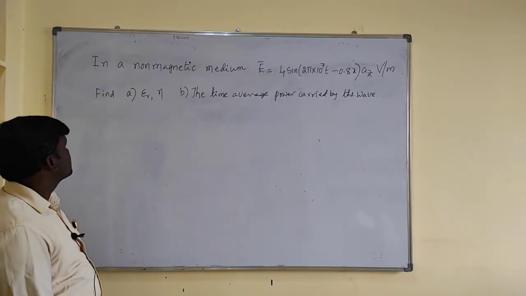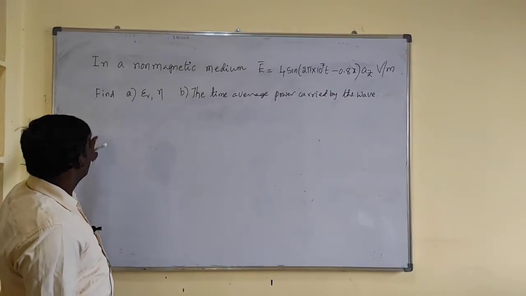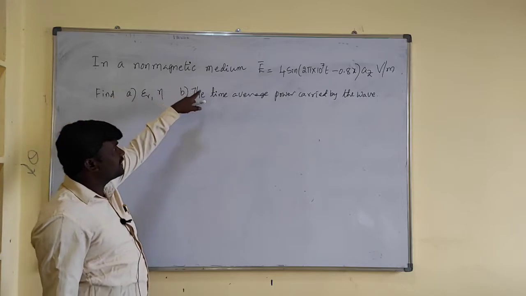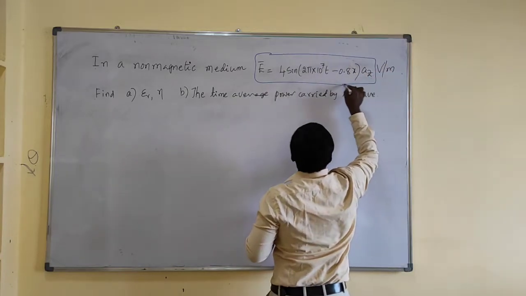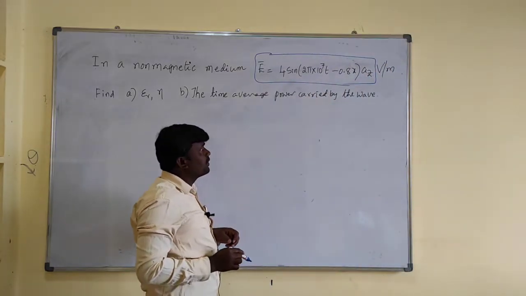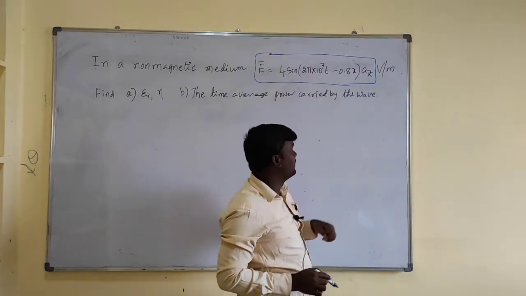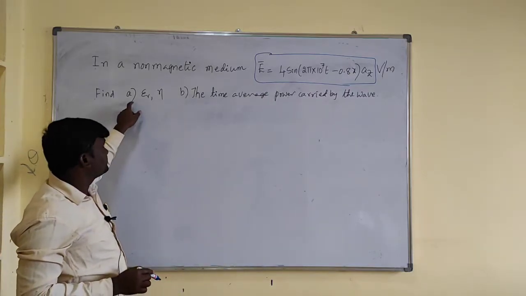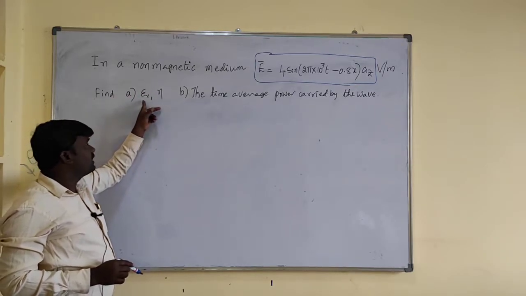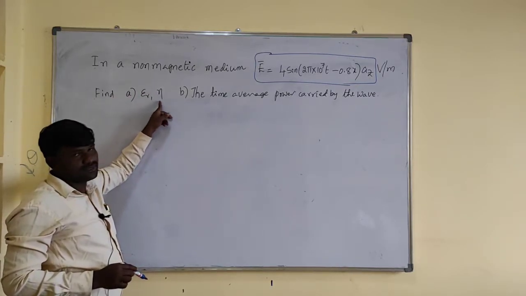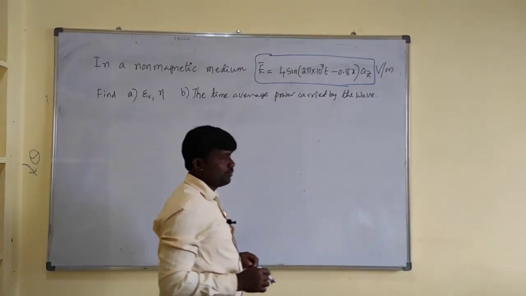In this session, we will solve a problem related to electromagnetic waves. The problem is given like this: in a non-magnetic medium, E is equal to 4 sin(2π × 10^7 t − 0.8x) Az volt per meter. We need to find two things. First, epsilon r, that is the relative permittivity of the medium, and the intrinsic impedance of the medium, and second, the time average power carried by the wave.